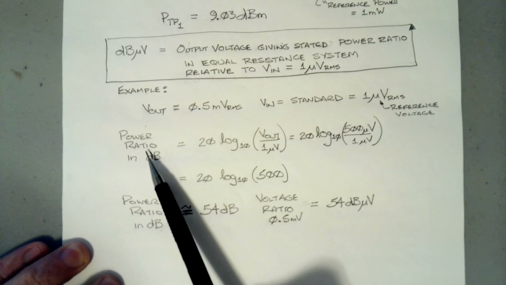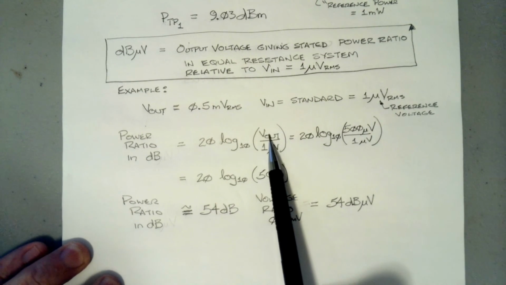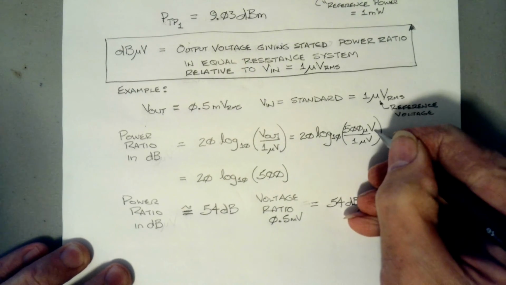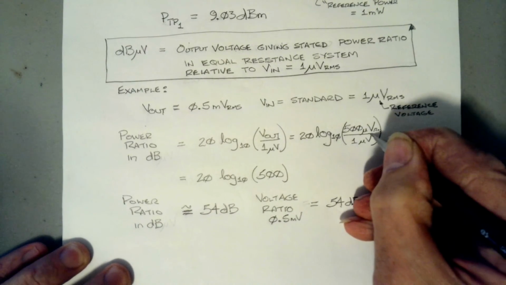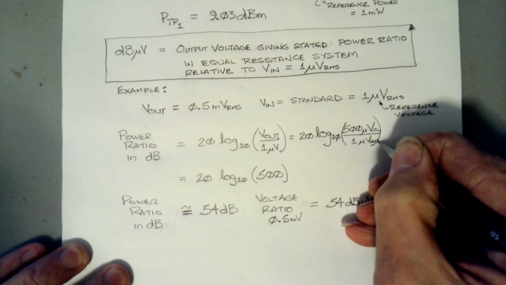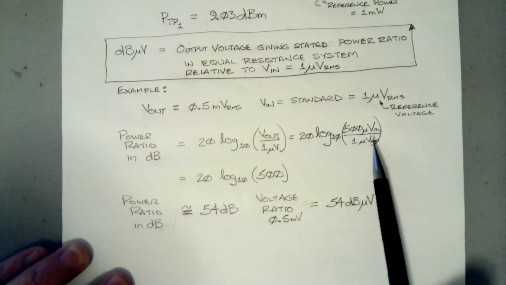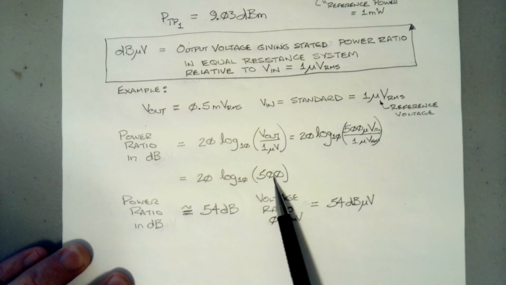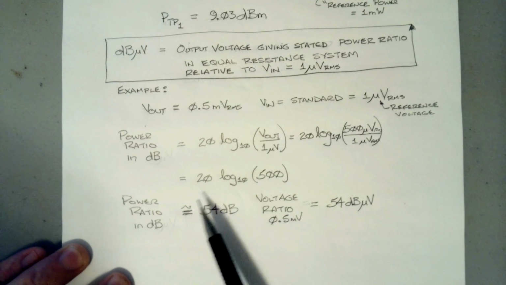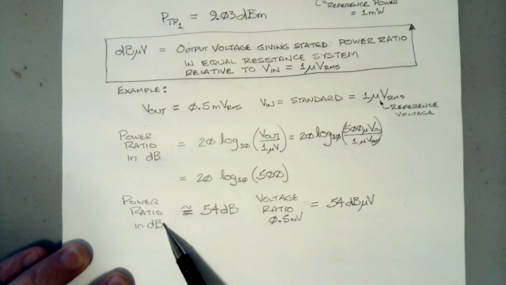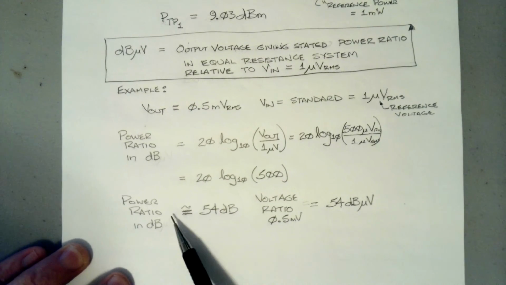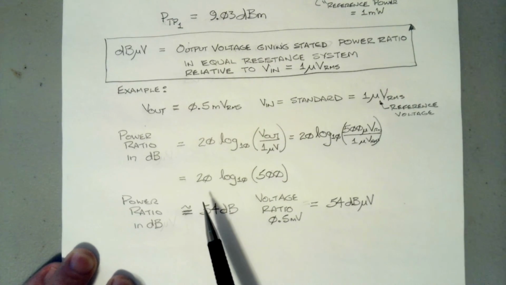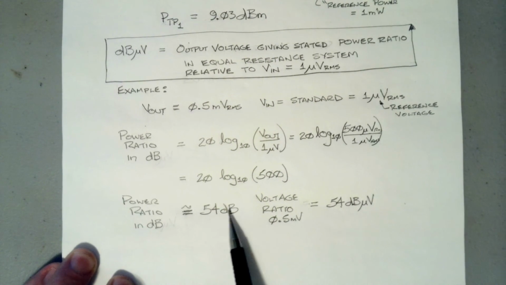Well, let's just use our old formula for power ratio in dB. V out is 500 microvolts, and let's say these are RMS. So that gives me 20 times the log to the base 10 of 500 as the ratio. And my power ratio in dB, if I were to compare it to 1 microvolt, would be 54 dB.